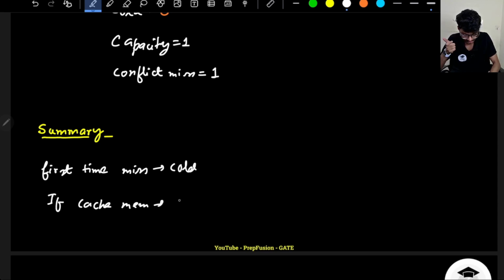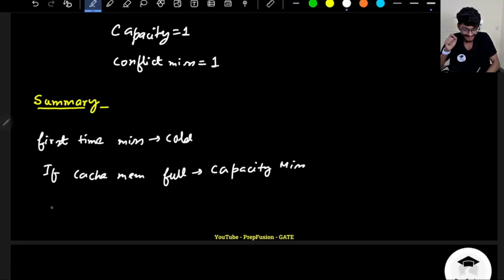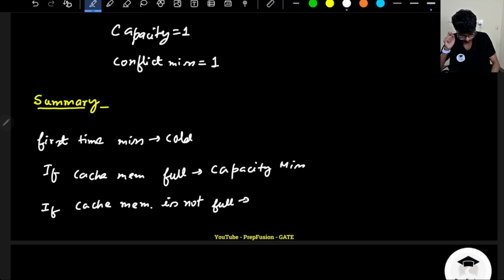cache memory is full, that means it will be a capacity miss. If the cache memory is full, it will be a capacity miss. And if the cache memory is not full, it is a what? That means it is a conflict miss. So this is the main summary that you need to take away from the types of misses.